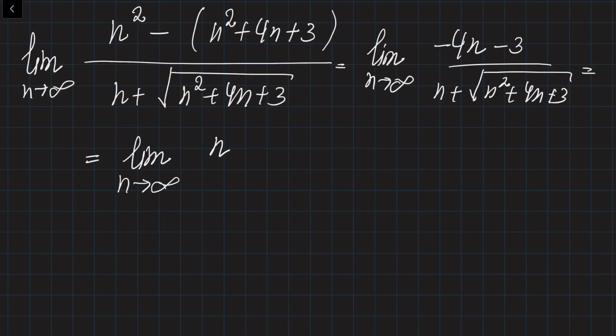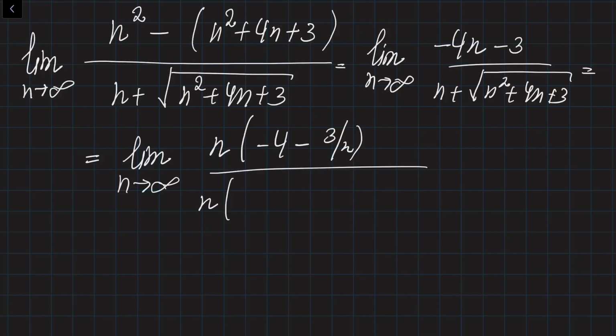So let me take out the n from the numerator. It's going to be minus 4 minus 3 over n. And here on the denominator, if you take the n from the square root, from both of the terms, it's going to be 1 here. And from the square root, we have to take out the n squared, right? So it's going to be 1, so plus 4 divided by n, plus 3 divided by n squared. So what does it mean?